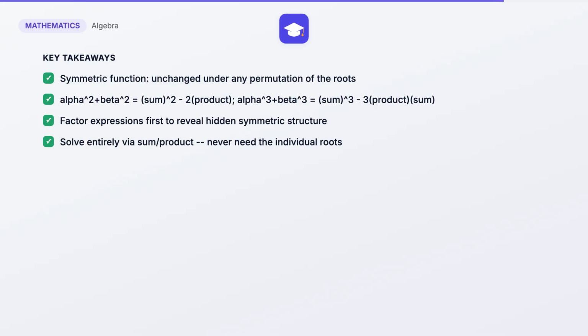Always check whether an expression is symmetric first, factoring where needed to reveal hidden symmetry, and this lets you evaluate complicated root expressions without ever solving the original equation.